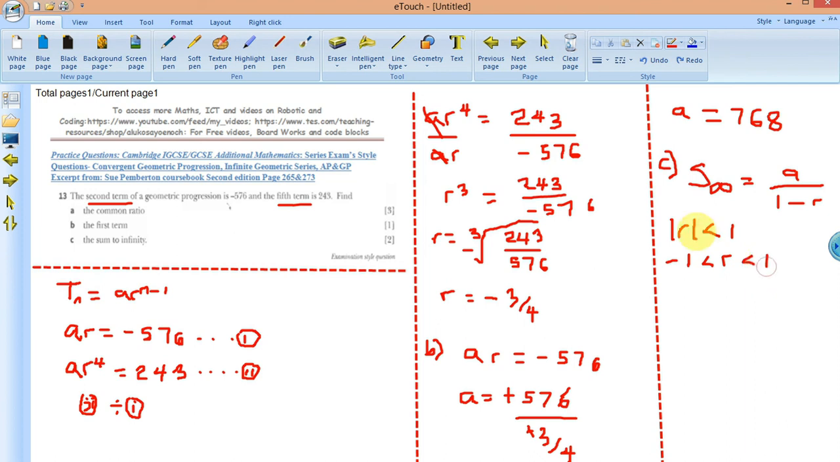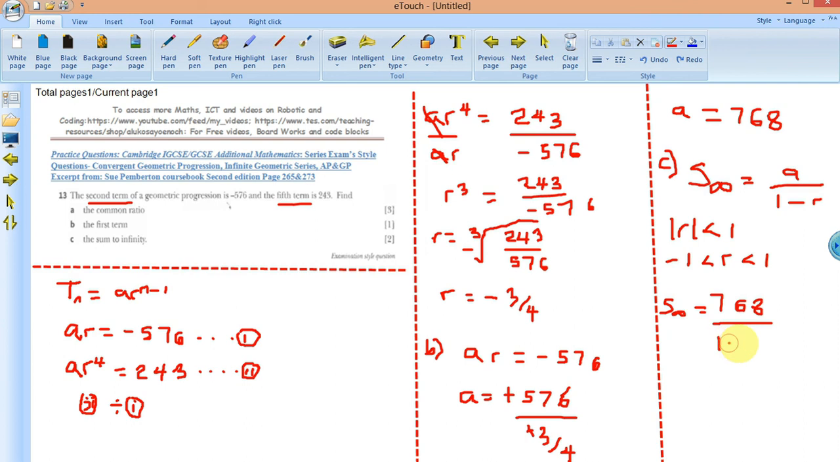What is our a? My a is 768. So if you don't mind, just write your sum to infinity. Sum to infinity equals 768 divided by 1 minus my common ratio. What is my common ratio? Minus 3/4, so minus minus will be plus. So plus 3/4.